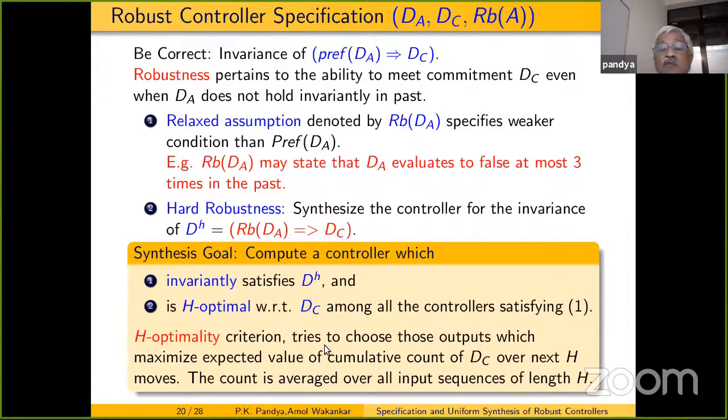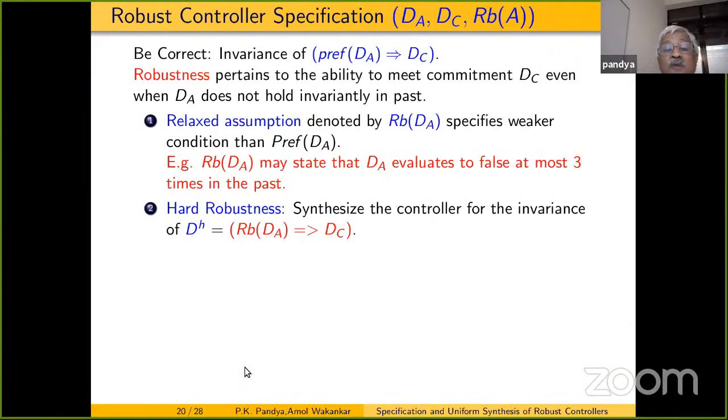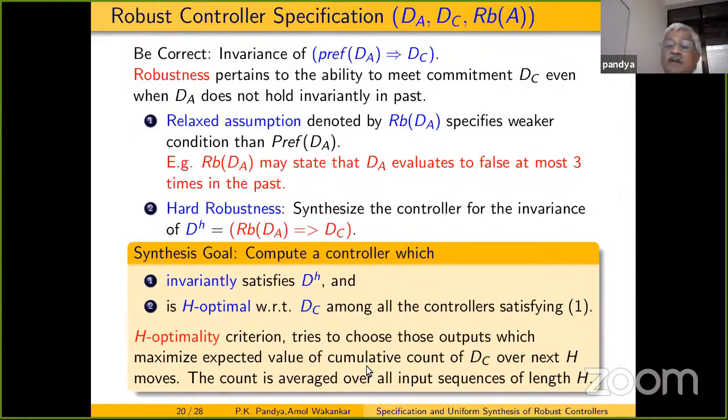And what we do is we try to choose those outputs which maximize the cumulative count of DC over the next H moves. Now, the outputs you give will depend on what inputs you give, right? So what you do is you try to average over all possible inputs, where inputs occur with a certain distribution. So the count is averaged over all input sequences of length H. Over those inputs, you choose those outputs which maximize the cumulative count of DC, and you average over different inputs. So I'm really rushing.